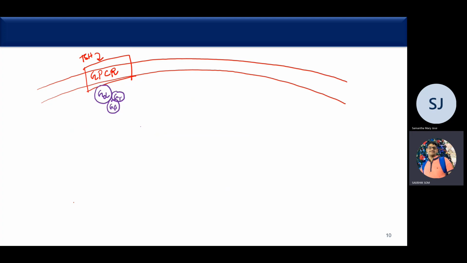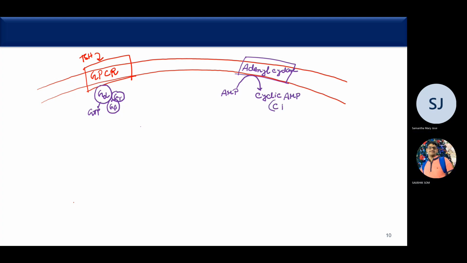What happens when this gets activated, which has a GTP, correct? So when the ligand binds, we have an effector molecule. In our case, the effector molecule is adenylyl cyclase. What does adenylyl cyclase do? This enzyme converts AMP, or adenosine monophosphate, to cyclic AMP, also known as cAMP.